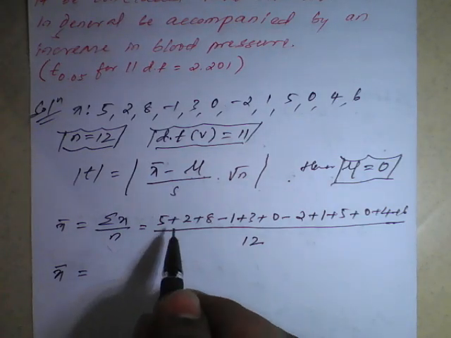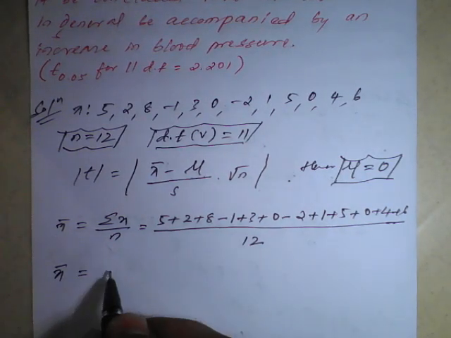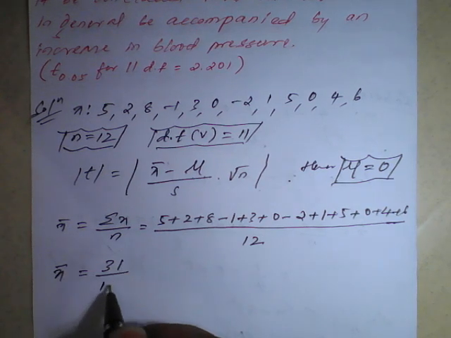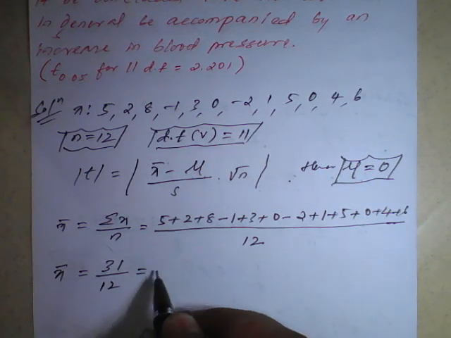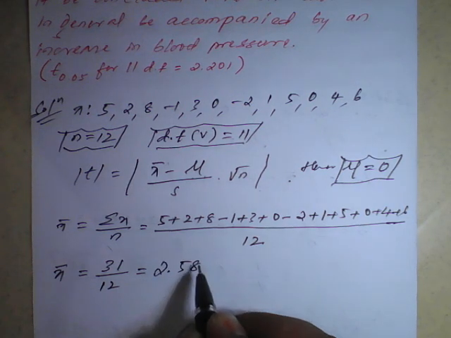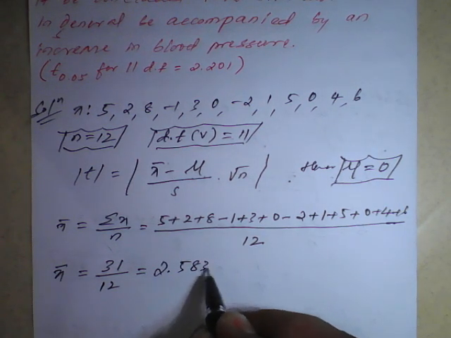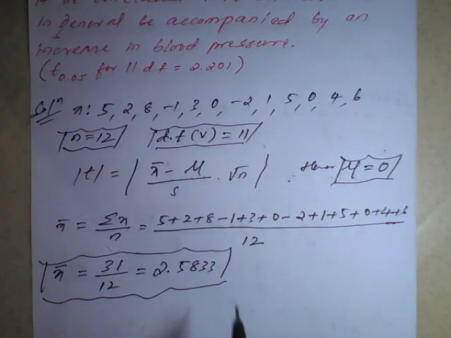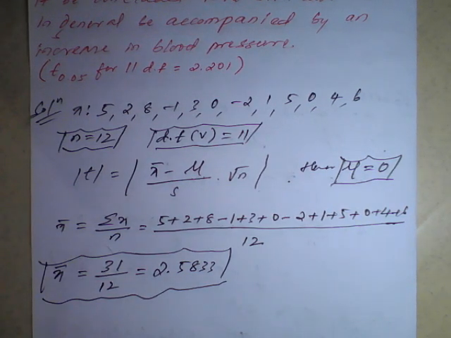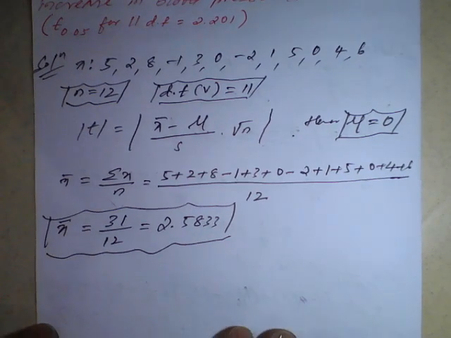So on adding these, you will get 31 divided by 12, which is nothing but 31 upon 12, which will be 2.5833. So this is the value of x bar. Fine. Once we get this, we need to calculate s.